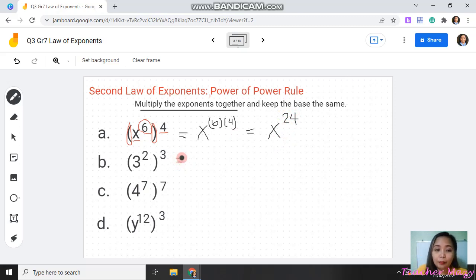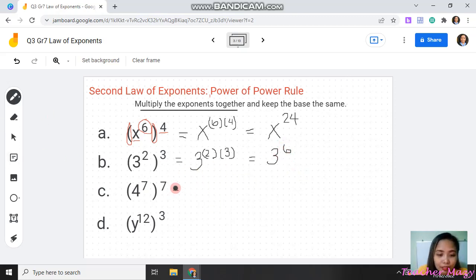Next, for letter B, the base is 3. Copy the base and then multiply its exponent. So, that is 2 times 3. So, our base is 3. 2 times 3, that is equal to 6. Okay, so that is 3 raised to 6.